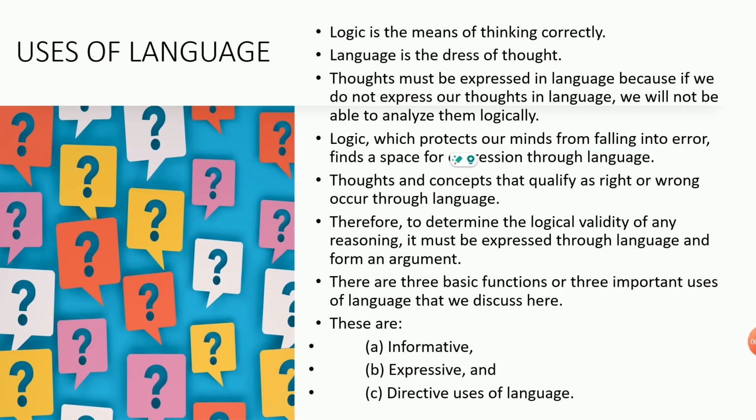Whichever is that, I want to convey through a certain language. So therefore, to determine the logical validity of any reasoning, it must be expressed through language and form and argument. For using the language, there are three basic functions or three important uses. First is informative, second is expressive, third is directive. Actually, there are six things. I have given the other three in table form, so we will see that.